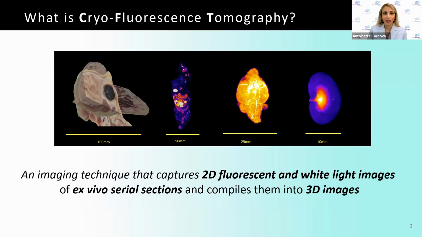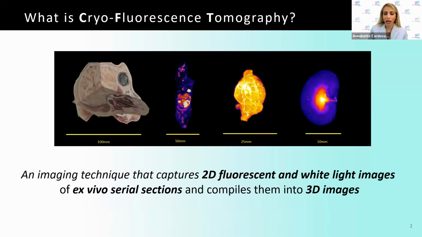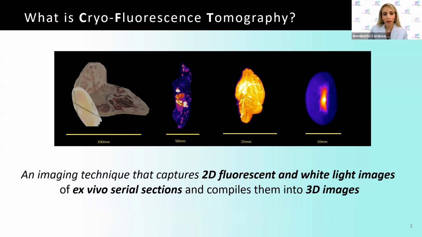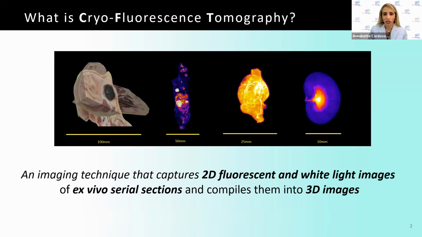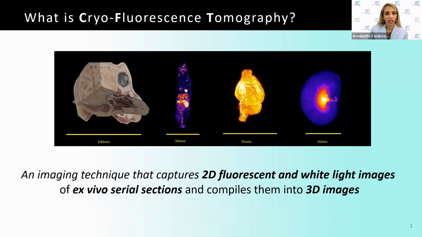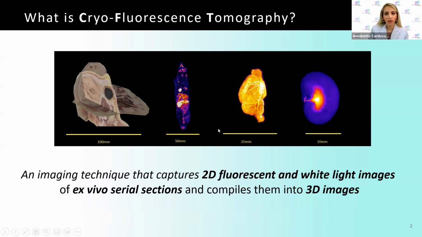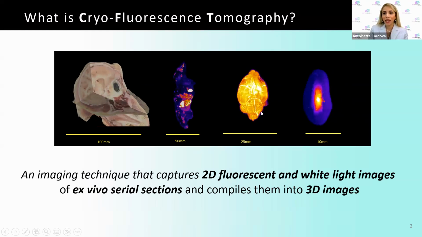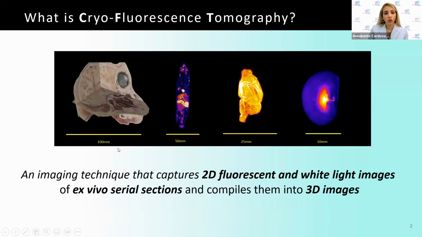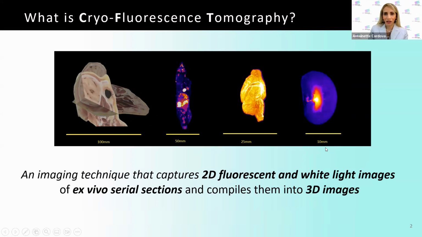So let's begin. What is cryofluorescence tomography? It's an imaging technique that captures 2D fluorescent and white light images of ex vivo serial sections and compiles them into 3D images. On the left-hand side, you'll see a cynomolgus head, in addition to a whole mouse model, a rat brain, and a mouse kidney. So there is a volumetric range that can be interrogated using CFT technology.